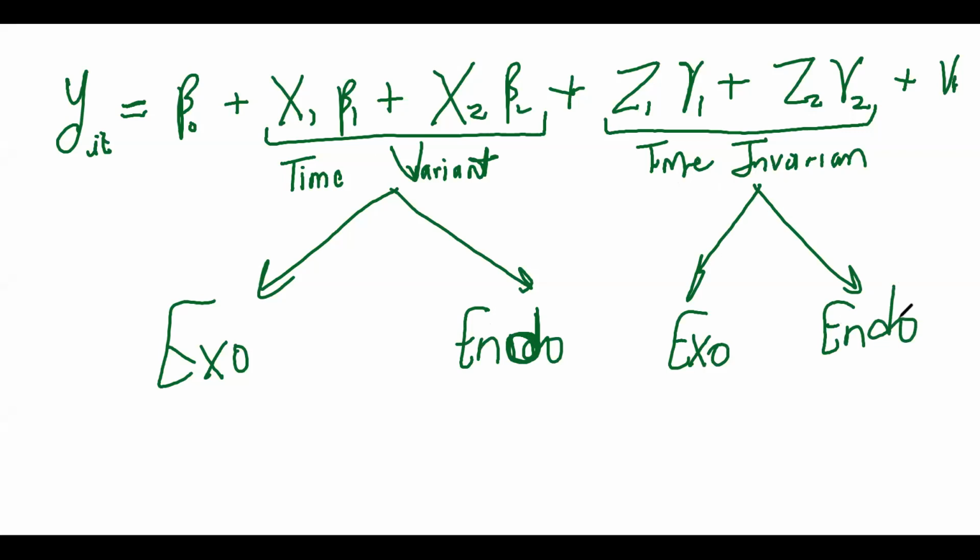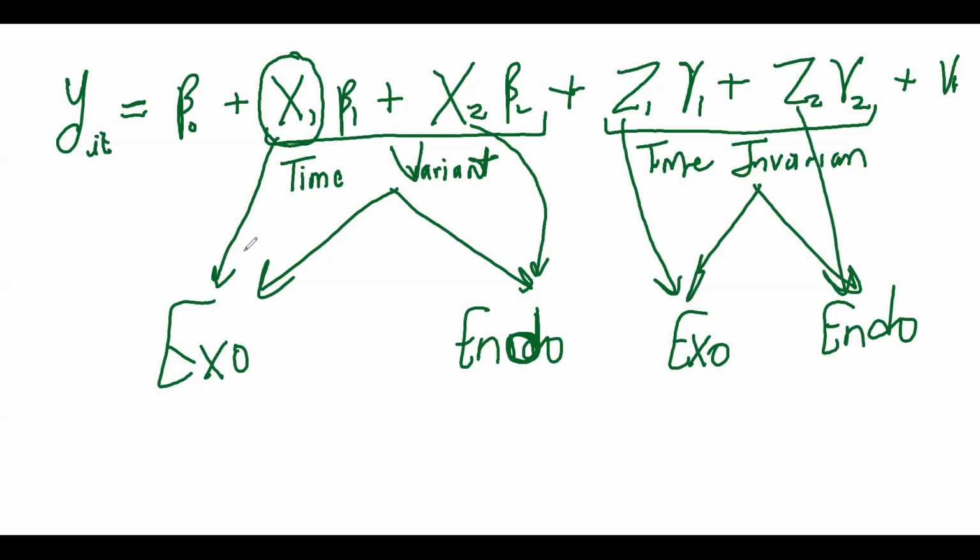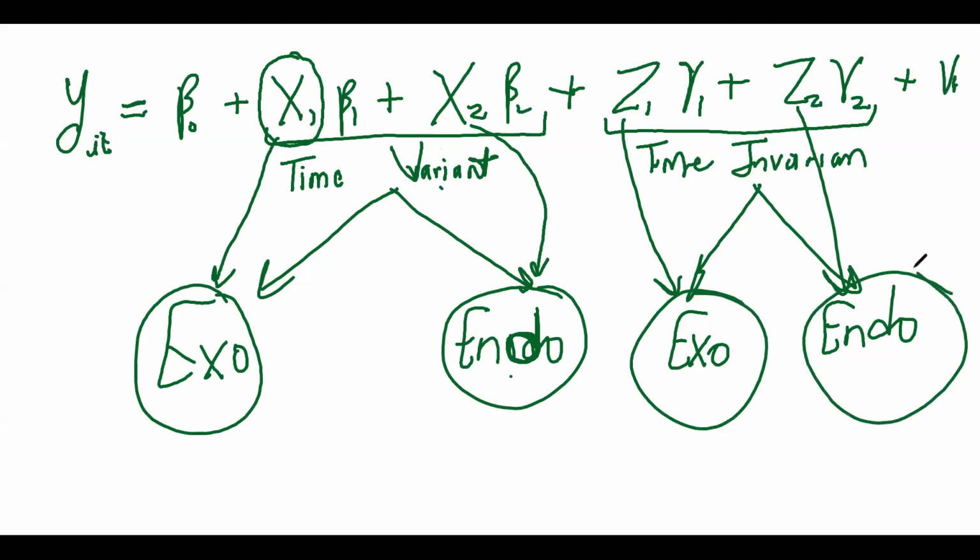So in this case, we assume that X1 is exogenous time variant, X2 is endogenous time variant, Z1 is exogenous time invariant, and Z2 is endogenous time invariant. So you have to make four categories of the independent variables in the panel data regression model. Because without this categorization, this Hausman Tailor will not work.